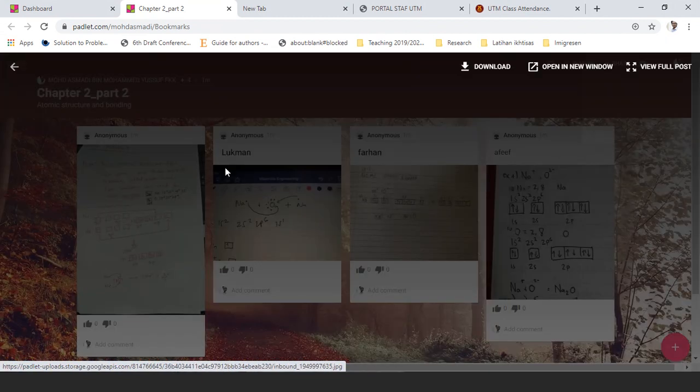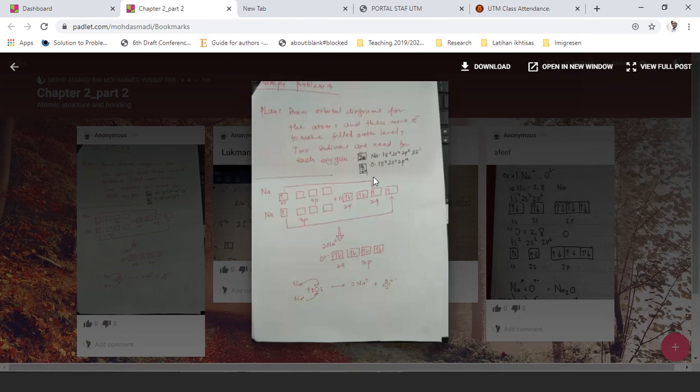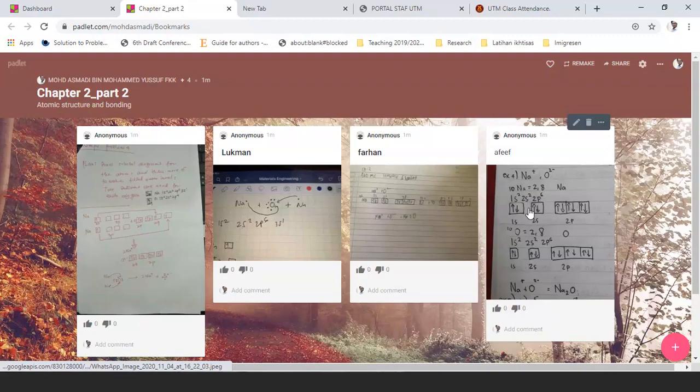Okay, so this is the answer. If you look at here, this one is based on the orbital diagram, this is the first one, and this one is based on the Lewis structure. Easy, right? Thank you very much. So some of you still remember, but maybe were confused by the question. Okay, so let's continue.